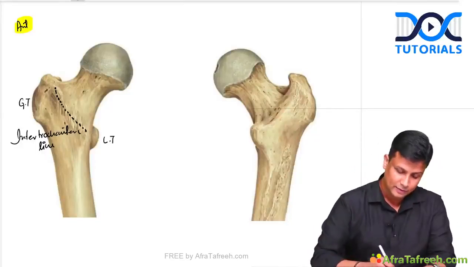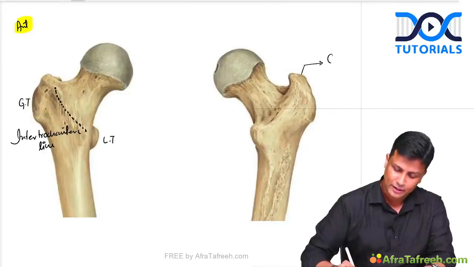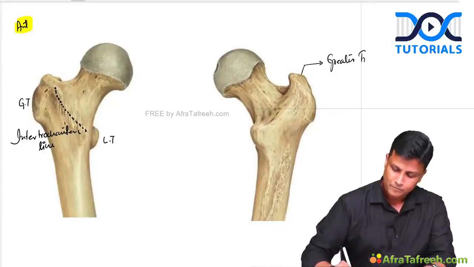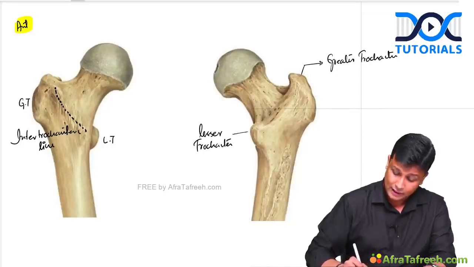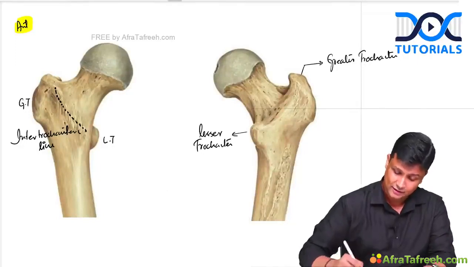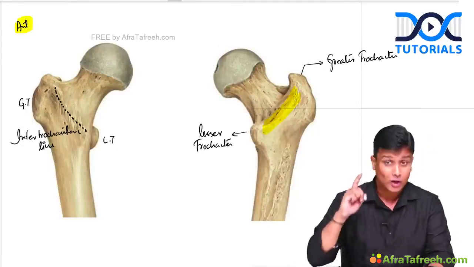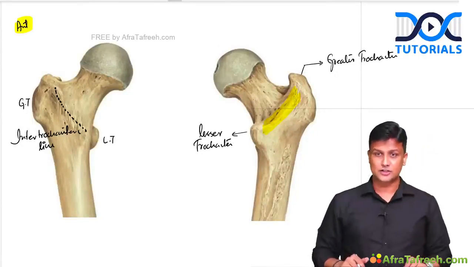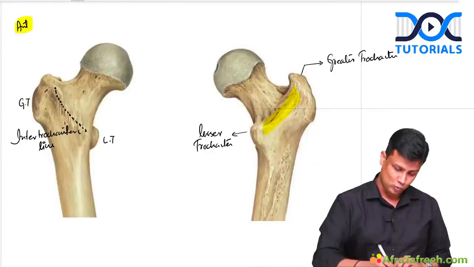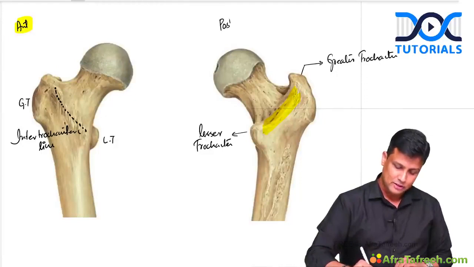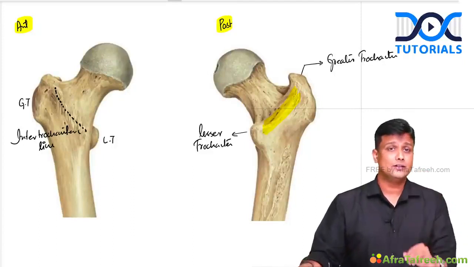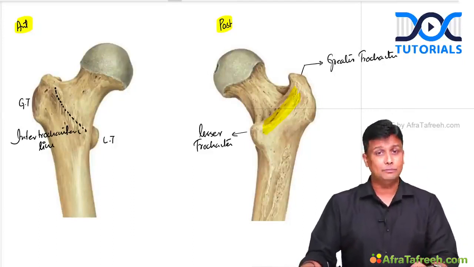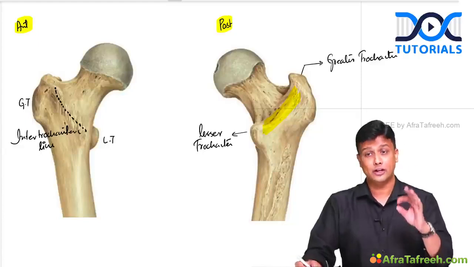And then here you will be able to appreciate again the same thing. There will be a greater trochanter here, and this one here will be the lesser trochanter, and in between them if you are able to appreciate a crest here, guys, the intertrochanteric crest, not line, then that is nothing but the posterior view of the femur. So first you should be able to identify the anterior view of the femur and the posterior view of the femur. On the anterior side, you'll be able to appreciate the intertrochanteric line, and on the posterior surface you'll be able to appreciate the intertrochanteric crest.